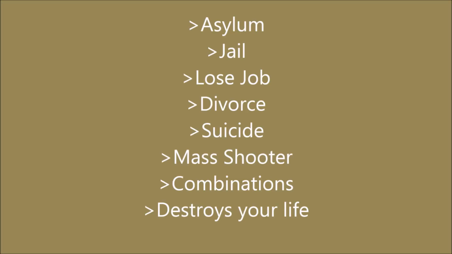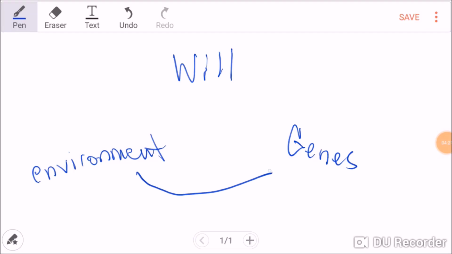And these are some of the other things that happen. You could go to an asylum, jail, lose your job. You could get a divorce, suicide, mass shooter, or a combination of all of these things. It could all basically destroy your life.